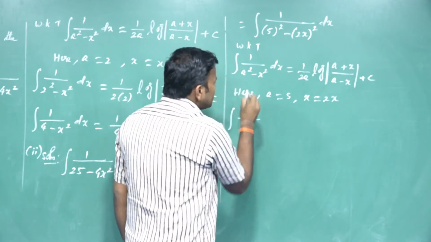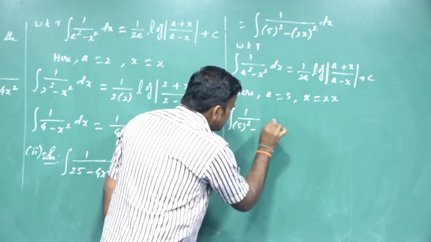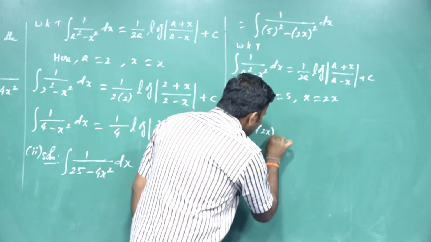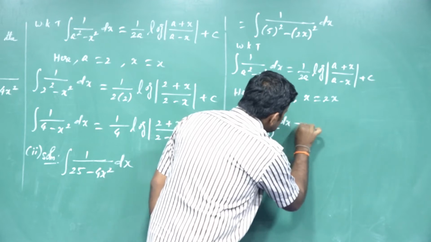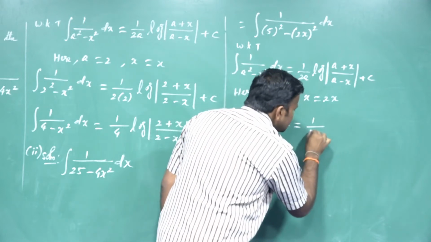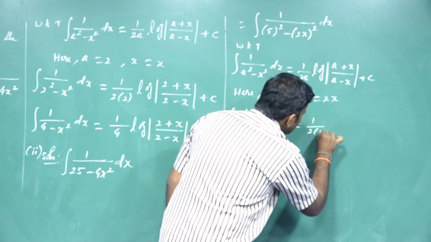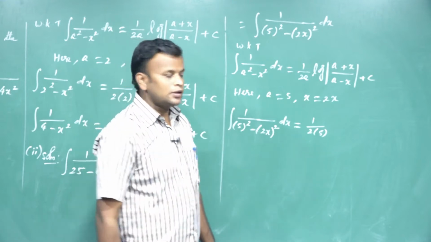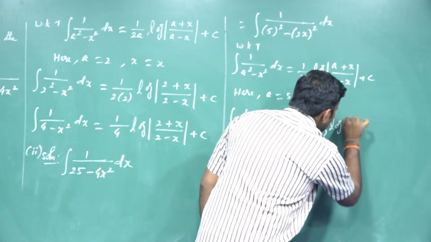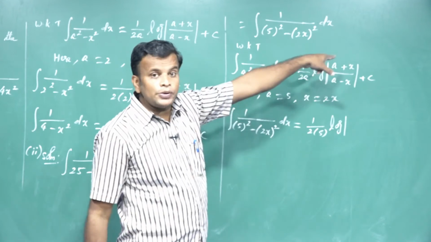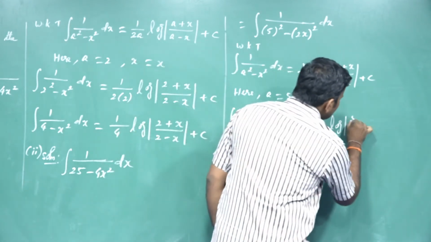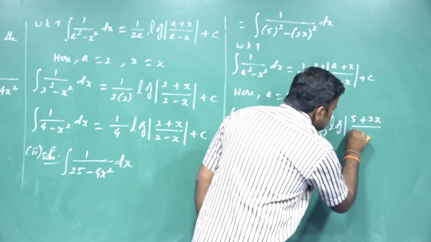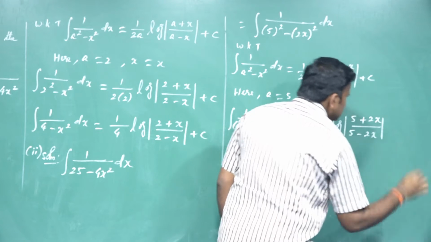Integrating 1 divided by (5 square minus x square), in place of x is 2x, dx is equal to 1 by 2a, where the value of a is 5, log within modulus (a plus x, where x is 2x) divided by (a minus x), that is 5 plus 2x divided by 5 minus 2x.